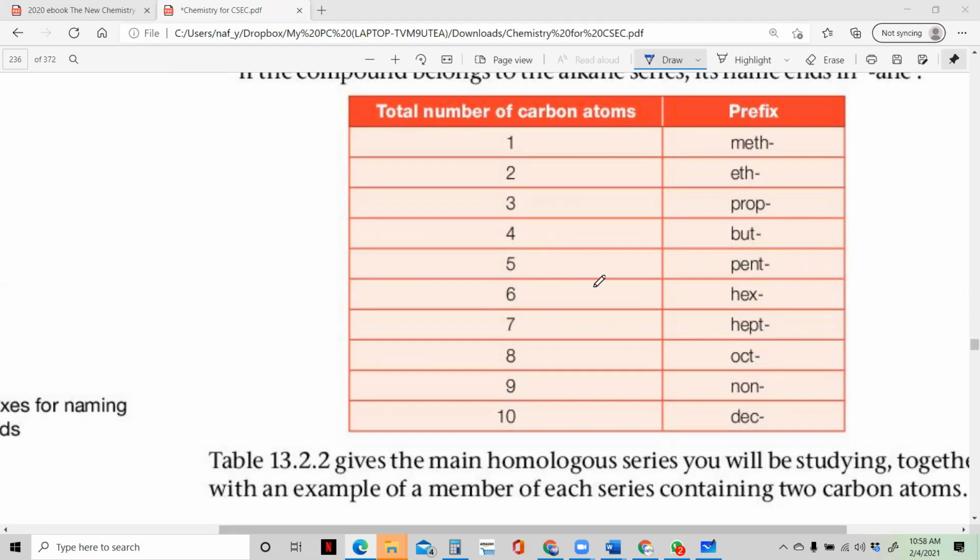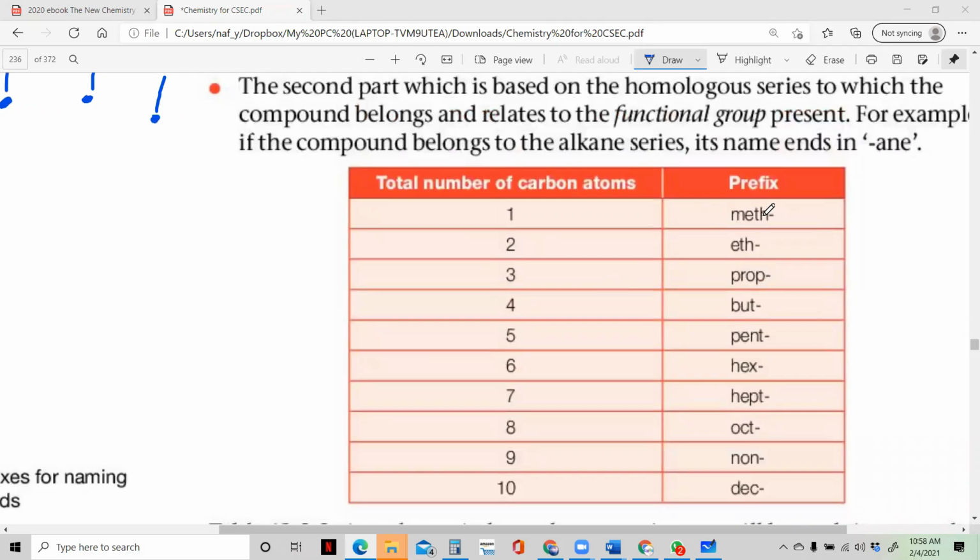Now, you probably wonder, how is it that you're going to differentiate between these different family members? If the member of family A has one carbon, then the first name is meth, and the member of family B with only one carbon is meth again.